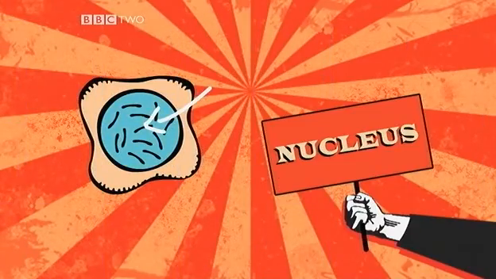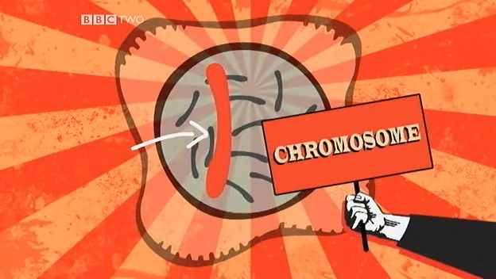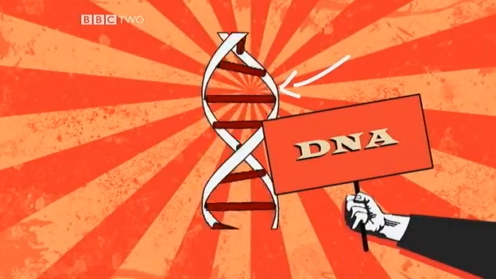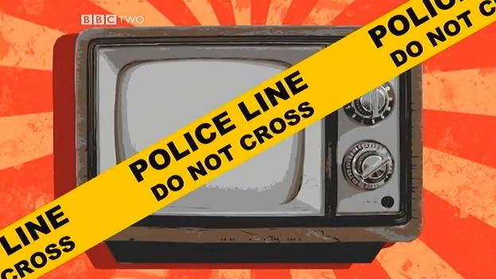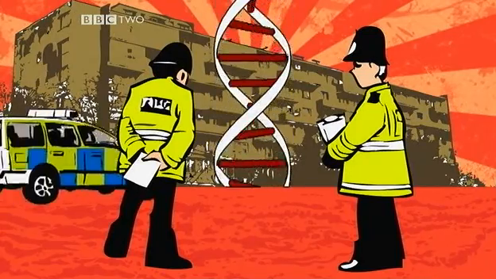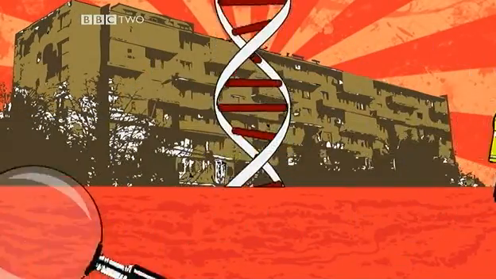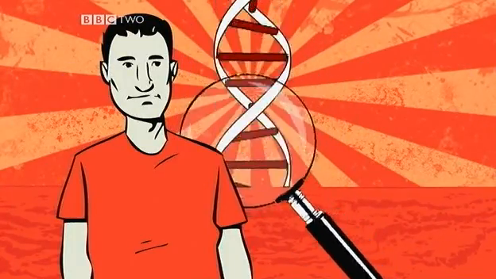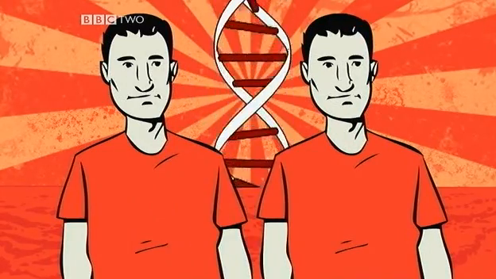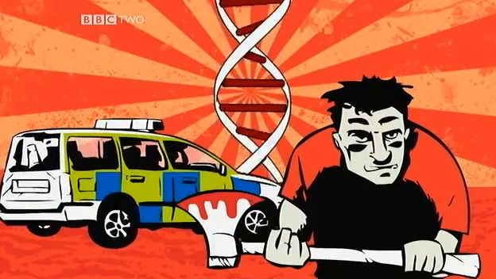This is the nucleus. Zooming in, we can see the chromosomes, and the chromosomes are made from long molecules of DNA. Watch CSI, The Bill, Silent Witness, and they are always looking for DNA. So why is it so important? Because each person has unique DNA. Unless you are an identical twin, in which case you and your twin share the same DNA. So you better hope they're not a serial killer.